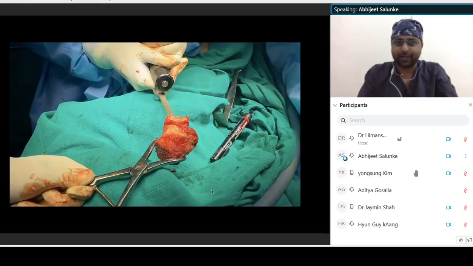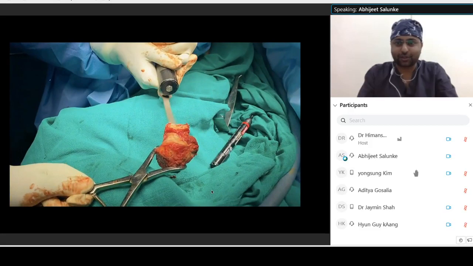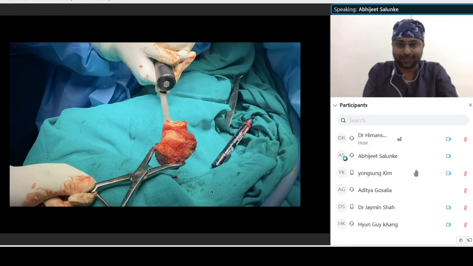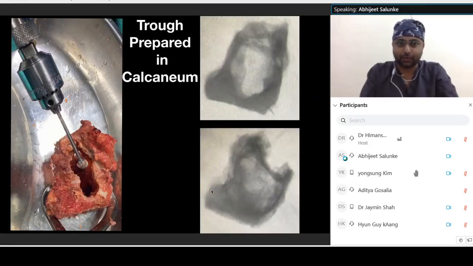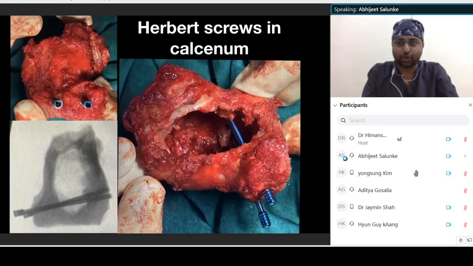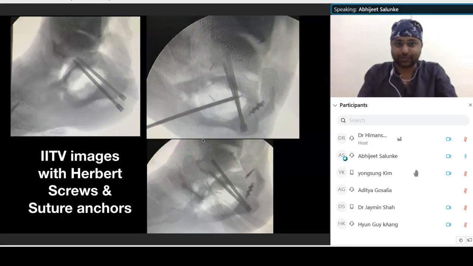We made a trough inside the calcaneum so that we can put a vascularized fibula. So we planned to put a vascularized fibula in this bone. So we had to make a burr into the calcaneum. We made the burr into the calcaneum, and this was the IITV images. For stability, we placed two Herbert screws, and in this cavity, we placed the vascularized fibula. So this was the IITV images showing two Herbert screws. And for fixation of the calcaneal tuberosity and tendo Achilles, we used suture anchors.